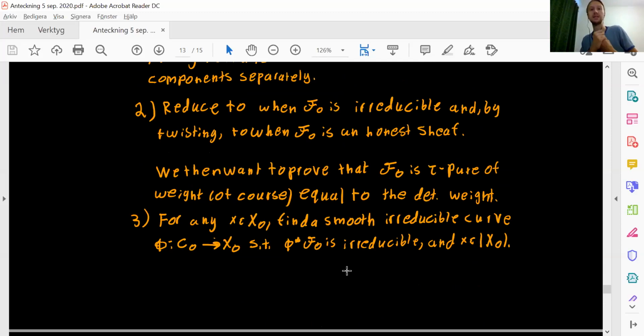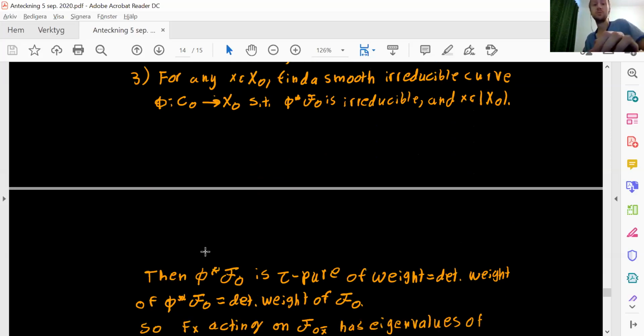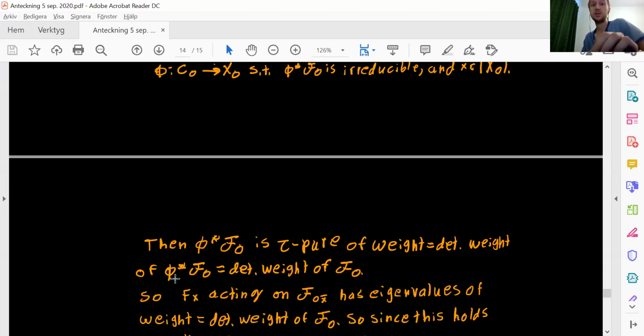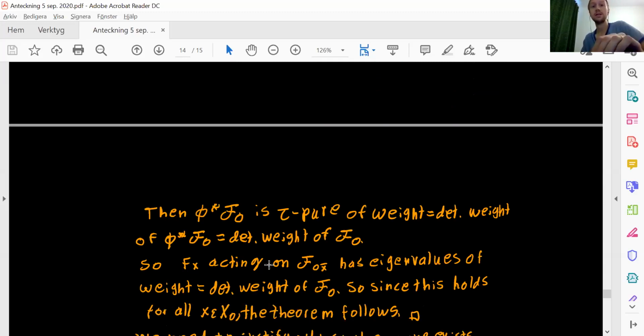For any closed point x in X0, find a smooth irreducible curve C0 mapping into X0 by phi, such that the pullback of your sheaf is irreducible, and this x should be in the image of phi. So if you can find a smooth irreducible curve C0 mapping into X0 such that when you pull back F0 by phi, it's still irreducible, then I claim that the theorem holds. Because what we have shown just now is that the pullback will be tau pure of weight equal to the determinant weight of the pullback. That's equal to the determinant weight of F0. So this means that Fx acting on this stalk has eigenvalues of weight equal to the determinant weight of F0. This holds for all x in X0, so the theorem follows.